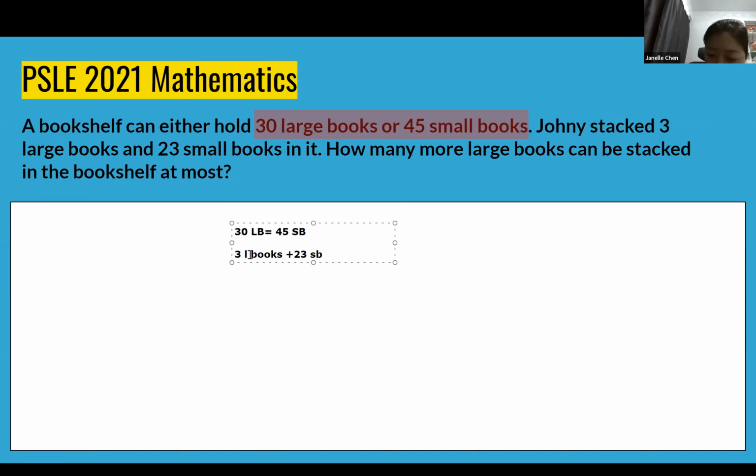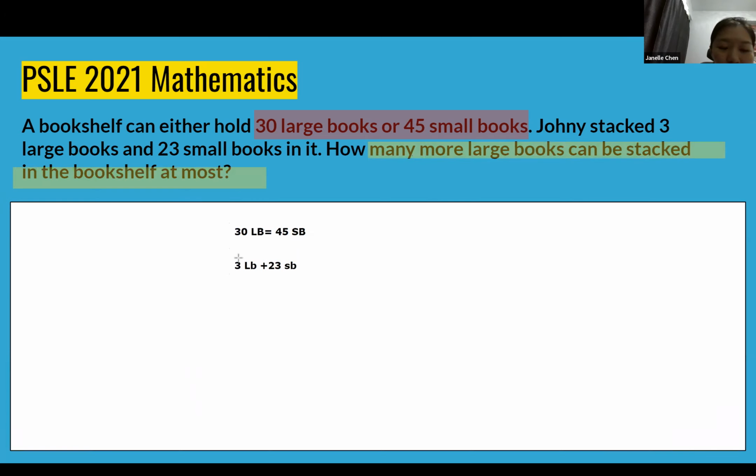For students, any idea what to start with really? Okay, I see someone say something. Okay, not too bad. So for a start, I will list down this first, and the next key thing that is very important to me is how many more large books can be stacked into the shelf at most. So I will want to change all my small books into large books in that case. Then I want to know the large book is equal to how many small books.